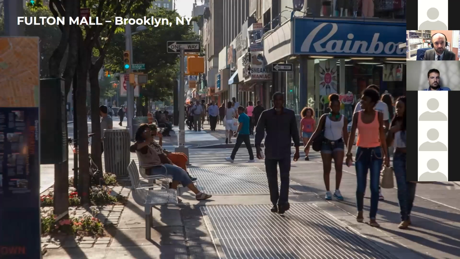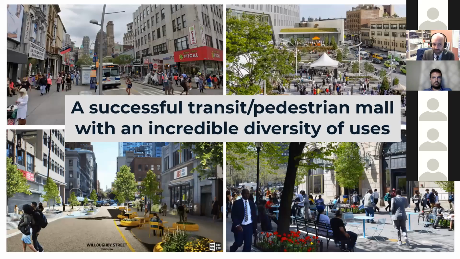The next one is the Fulton Mall in Brooklyn, New York. This is another example of a really successful and diverse district that sits on top of a major transit hub. In the case of this street, it actually is closed to through traffic but open to buses. We're not proposing that for Downtown Crossing, but we do want to highlight some of the features of this street.